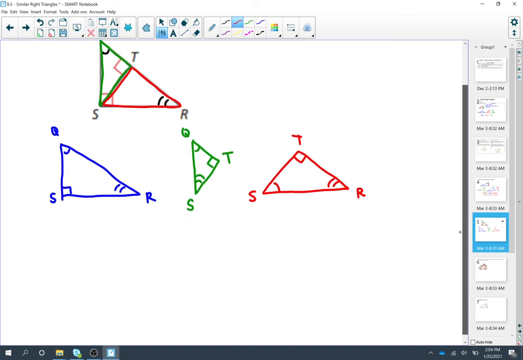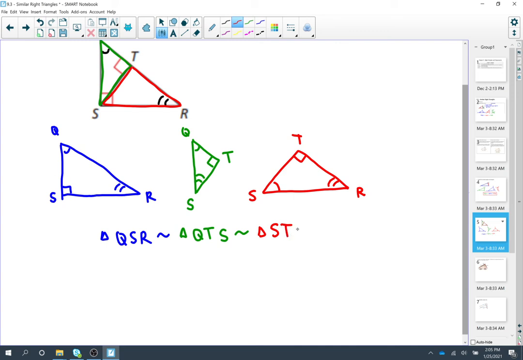Then we are ready to actually identify the similar right triangles. So triangle, and again, this first one you can write in any order you want. So this time I'm going to go Q, S, R is similar to triangle... Q is 1 tick mark, so that's still going to be Q. S is a 90, so that's going to match T. R has 2, that's going to match S, which is similar to triangle... Again, Q had the 1 tick mark, which matches S. Then S was the 90, which is T, and then R.